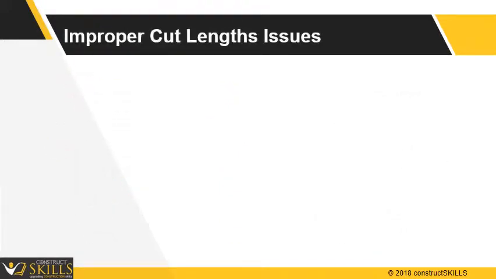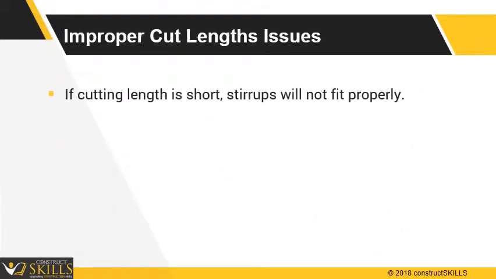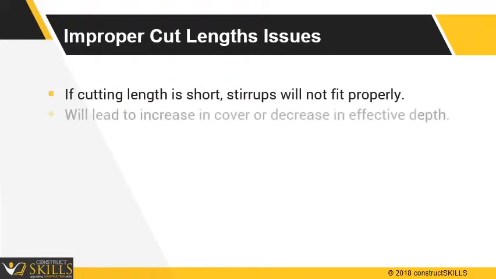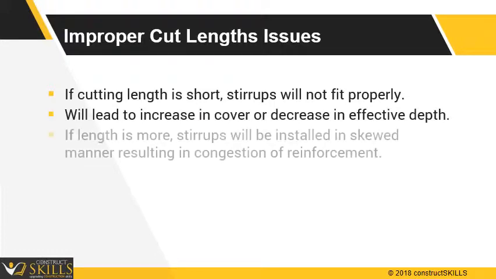Here some important cut length issues are discussed. If the cutting length is short, stirrups will not fit properly, and it will lead to an increase in cover or decrease in effective depth. If the length is more, stirrups will be installed in a skewed manner, resulting in congestion of reinforcement.